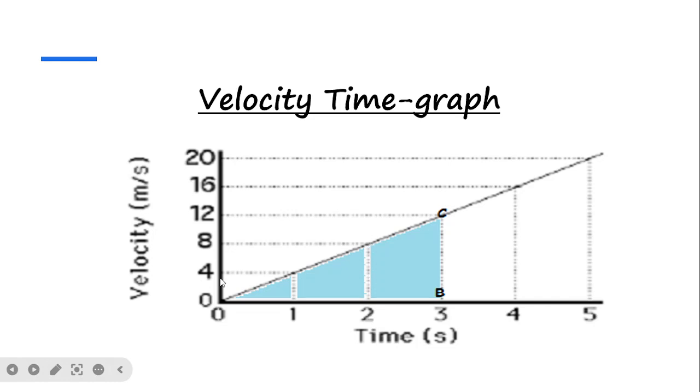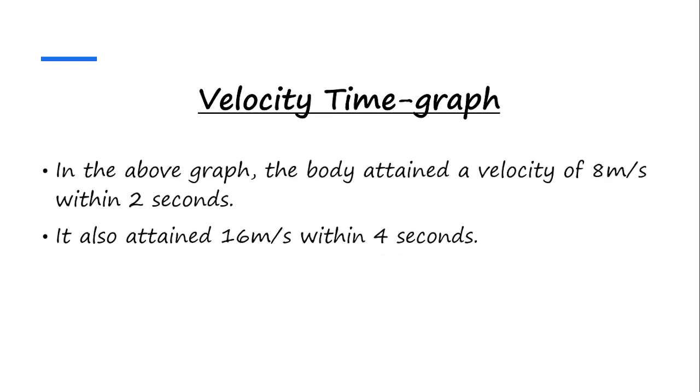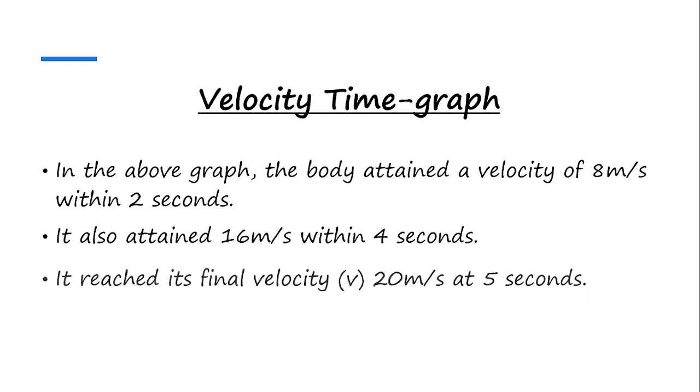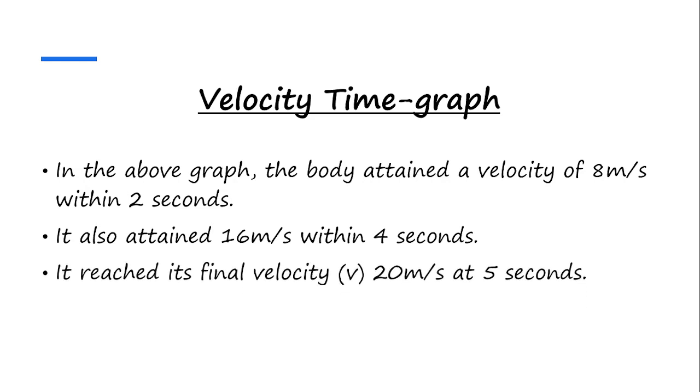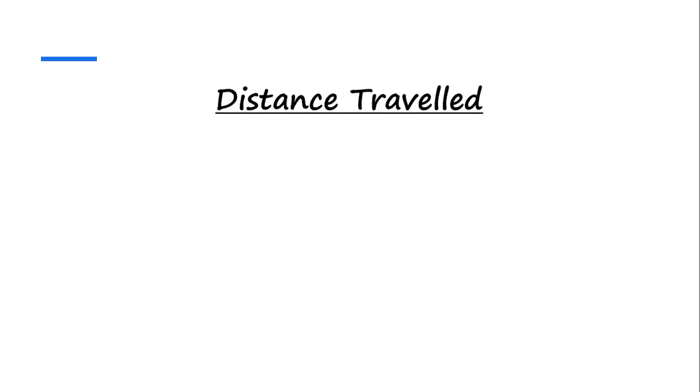The same goes when it attained 4 in 1 second, 12 in 3, 16 in 4, and 20 meters per second in 5 seconds. So it also attained 16 meters per second in 4 seconds. Now it reached its final velocity, that is 20 meters per second at 5 seconds. The initial velocity was 0, that is the starting velocity, 0 meters per second. Now let's see the distance traveled.